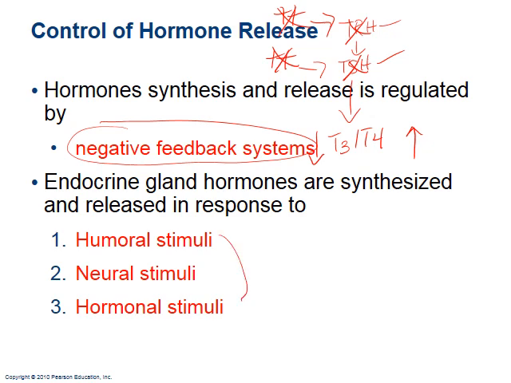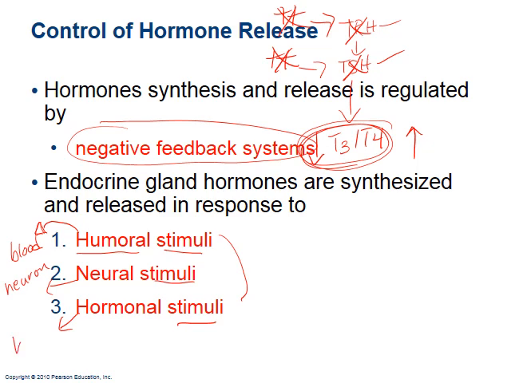Okay, how are these hormones controlled? There are certain stimuli that will cause a hormone to be released. Just like this example, the stimulus was, do we have enough T3 and T4? If we have enough, we won't make any more. If we don't have enough, we're going to make more. We're going to look at these and give examples for each, but I want you to be familiar with these words. Humoral, this you should automatically think blood. Usually humor was the term we used for blood. Neural, obviously, that's going to be a neuron. And hormonal, we're saying a hormone causes another hormone to be released.